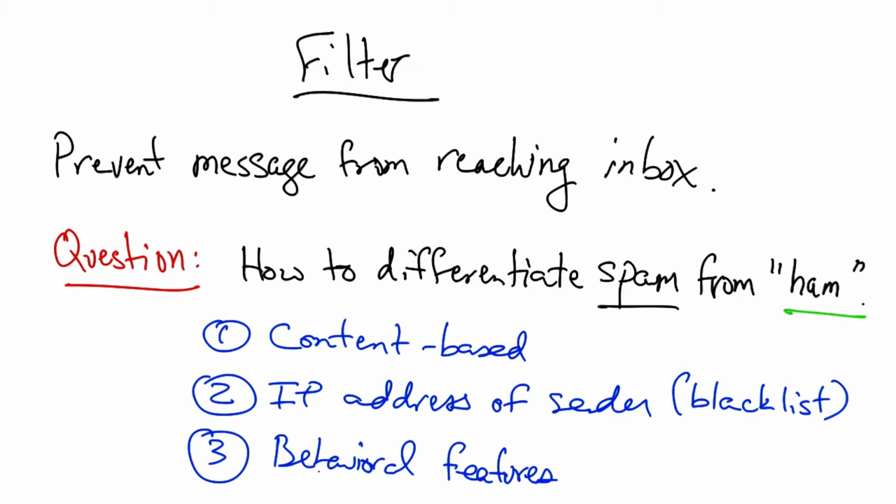Third, we can construct filters based on behavioral features, or how the mail is sent. So, for example, if the mail is sent at a particular time of day, or if it's sent in a batch of emails that are all roughly the same size, then we may be able to figure out that a message is likely spam simply based on the sender's sending behavior. Now, each of these approaches are complementary, but content-based filtering and IP-based filtering each have problems.